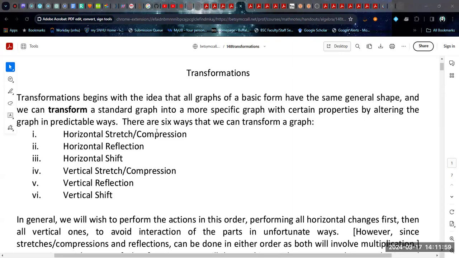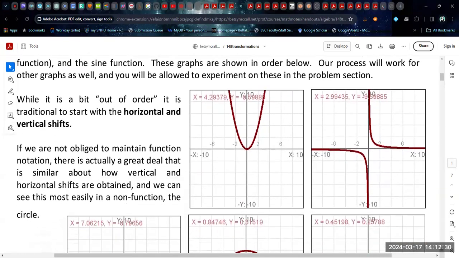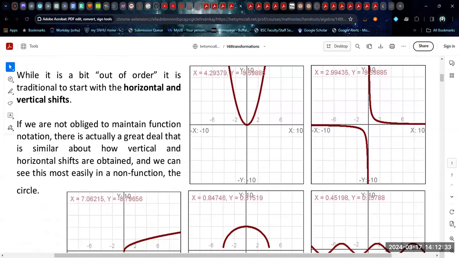Now, typically, we would apply all the horizontal changes first, and then we would apply the vertical ones. And generally, we want to do them in the given order, so applying the multiplication steps first, such as the stretching or compressing or the reflecting, and then applying the shifts last. But we're going to go through these one at a time rather than applying all of them simultaneously. So we're going to start with the shifts, even though they're technically the last thing that you should be applying. We're going to try to apply them one at a time.